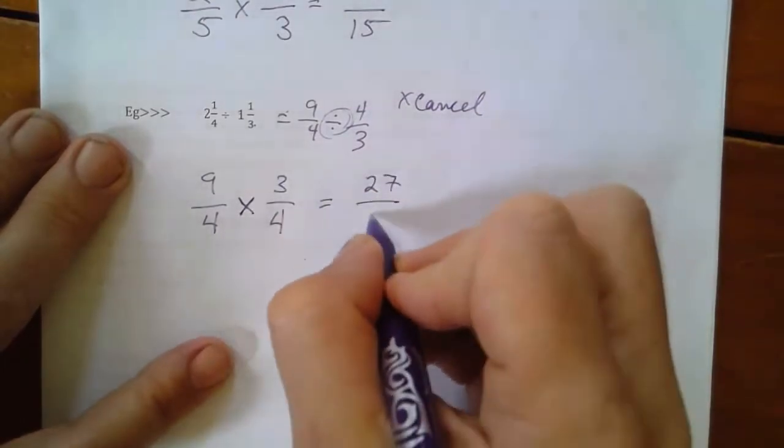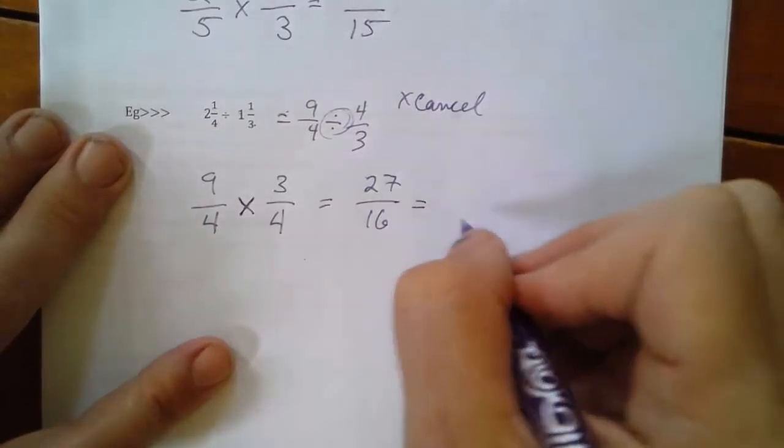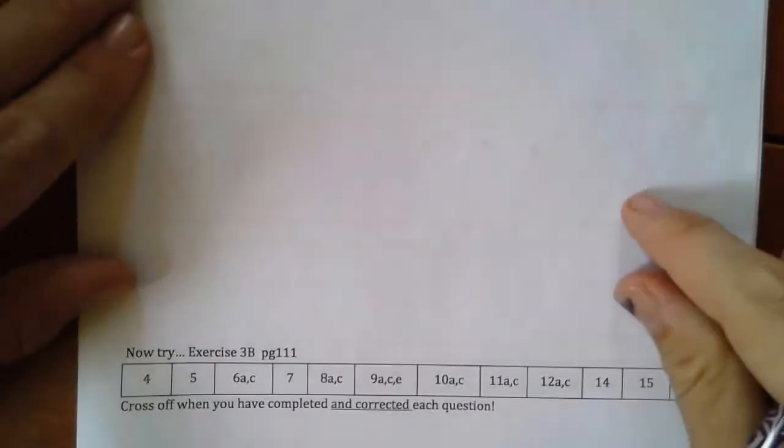27 over 16. Can we simplify that? Well, we can by turning it into a mixed number, and that gives us 1 and 11/16. Have a good time.